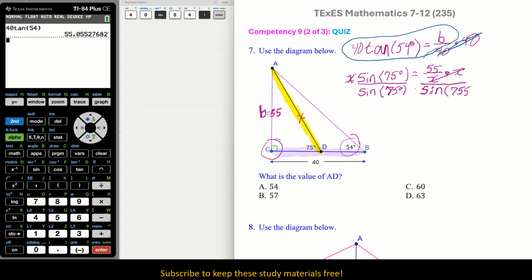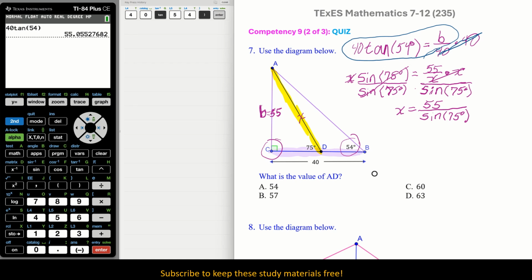Sine of 75 degrees. I'll rewrite all this to clean it up. Sine 75 over sine 75 is obviously 1. So what do we have? That means X equals 55 over sine 75 degrees, and that should give us something pretty close to what we need.